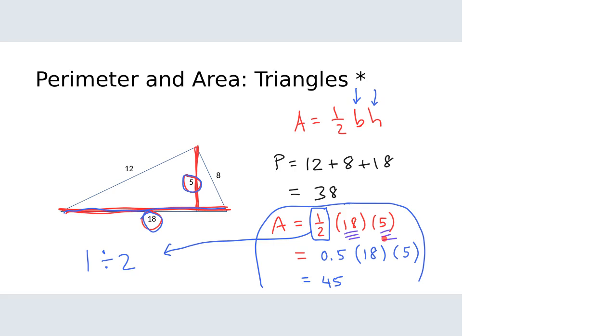And then when we multiply these together, the 1/2 becomes 0.5, and we'll multiply by 18. And if you want to see it in more detail, we can. Once you've done 0.5 times 18, you'd have 9, and we're going to multiply that by 5, and then end up with 45.